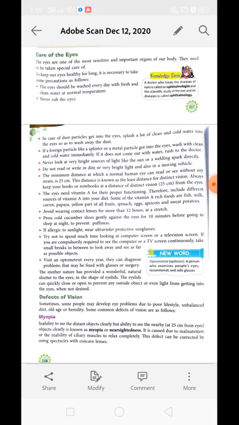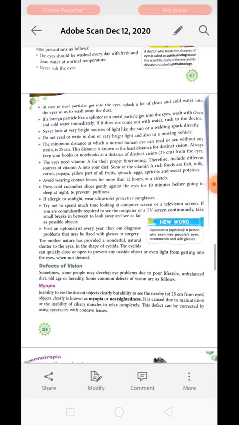Next, in case a dust particle gets into the eyes, splash a lot of clean and cold water into the eyes so it can wash the eyes properly and remove the dust particle. Now next, if a foreign particle like a splinter or metallic particle gets into the eyes, wash it clean with cold water immediately, and if you do not get relief from that, rush to the doctor. Next, never look at a bright source of light like the sun or welding spark directly because it will damage your retina.